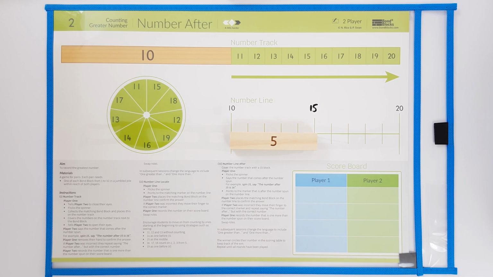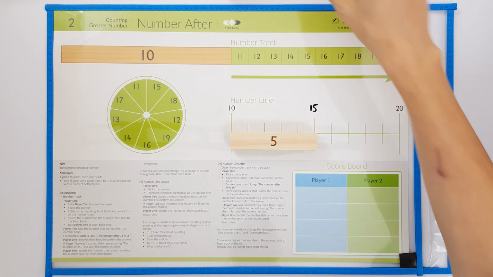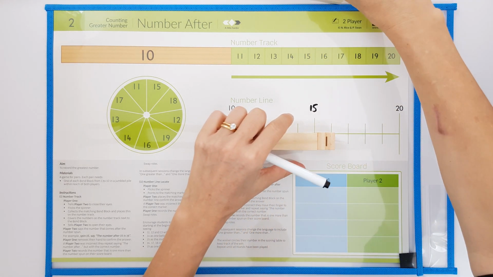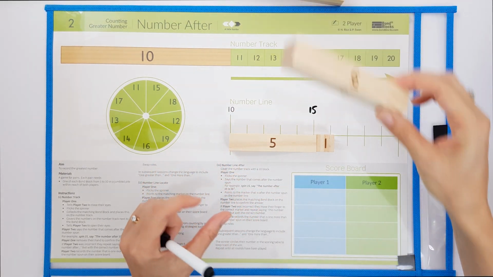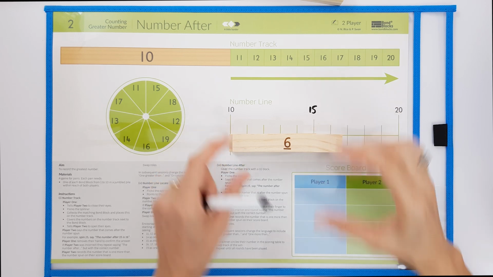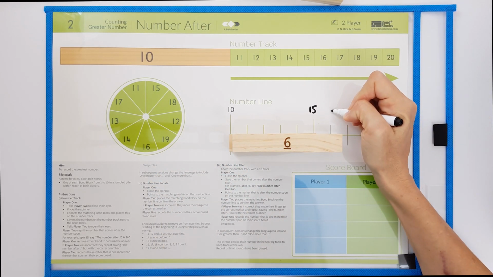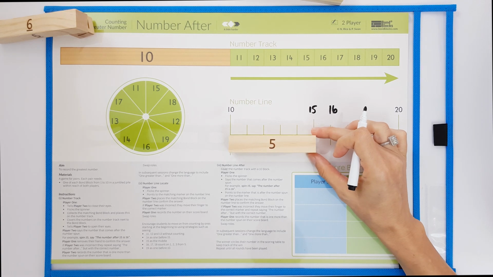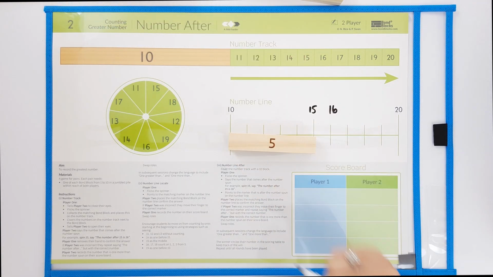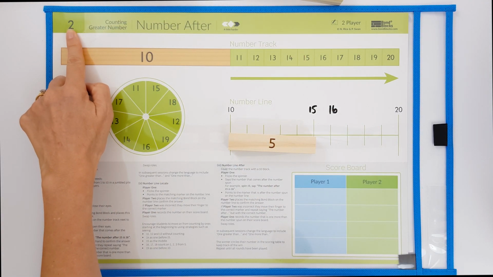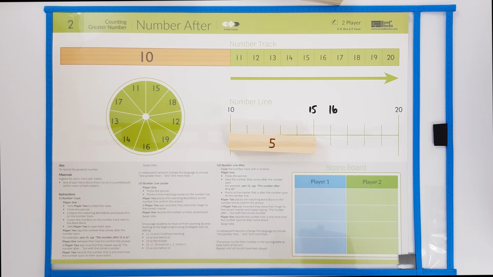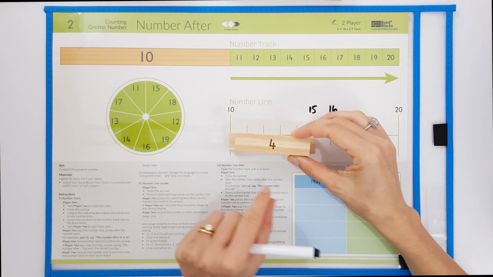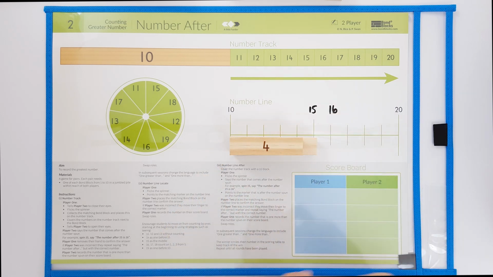If we know 15, we know the number that is 1 after 15 is 16. And by starting at 15, when I eventually get to activity 4, which is the number before, I will learn that the number that comes 1 before 15 is 14.